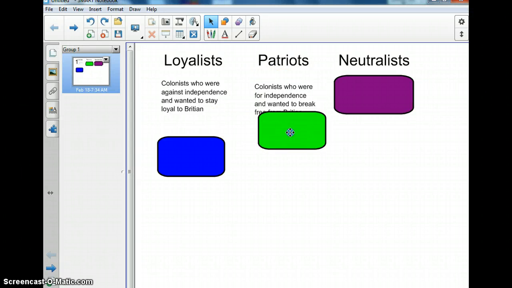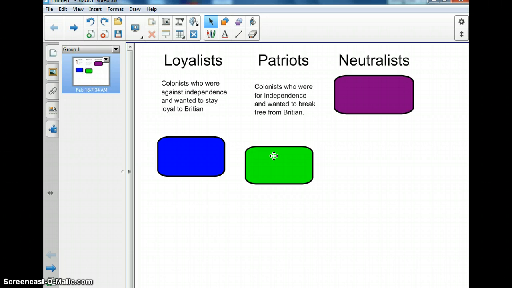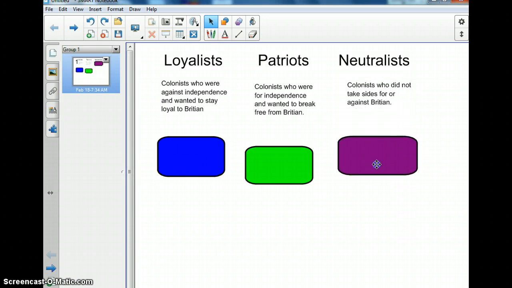The Patriots were colonists who were for independence and wanted to break free from Britain. They were tired of all the taxation without representation and all the acts that they were having to follow. And then you had the Neutralists, and the Neutralists were colonists who didn't take sides for or against Britain. They didn't side either way.